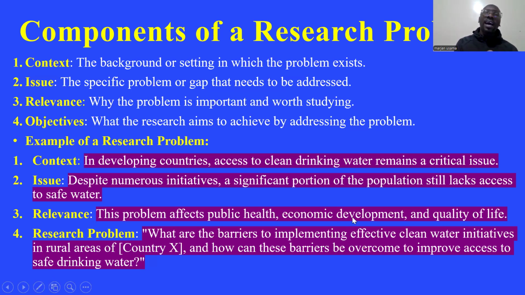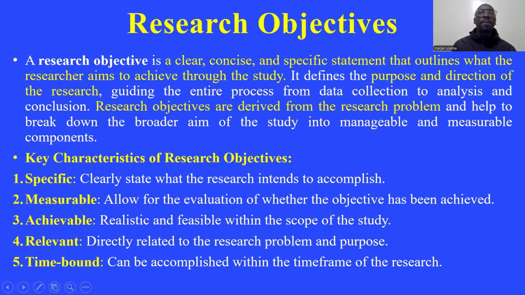So in brief, these are the components of any research problem. You need to have the context, al-makan. Then number two, you need to be very specific to identify the problem. Then you need to tell us why this problem is important. Why do you need to fix this problem? Then akhiran, the objectives: what the research aims to achieve by addressing the problem. Okay, so we are through with the research problem.